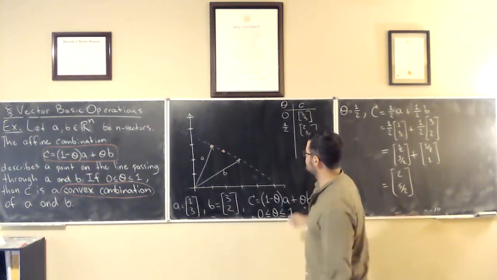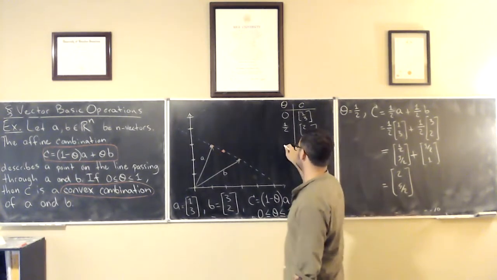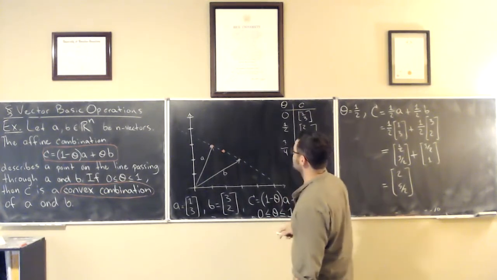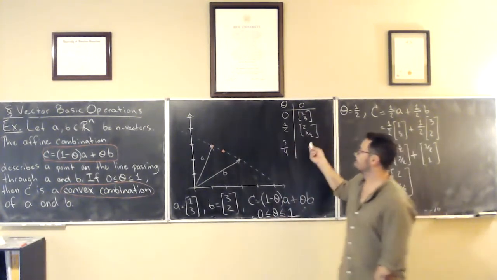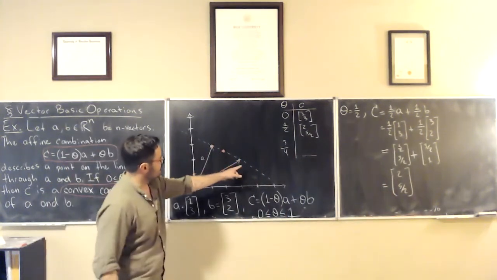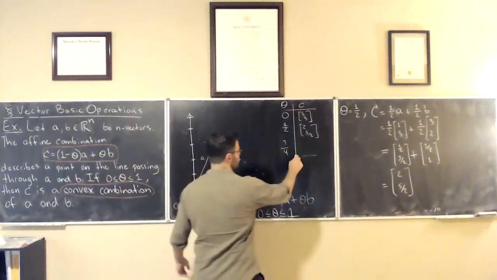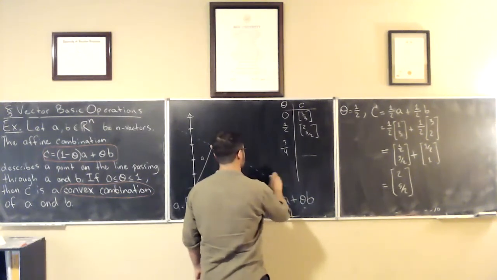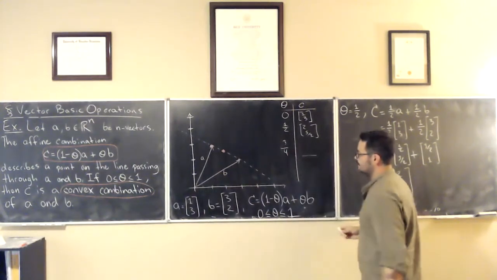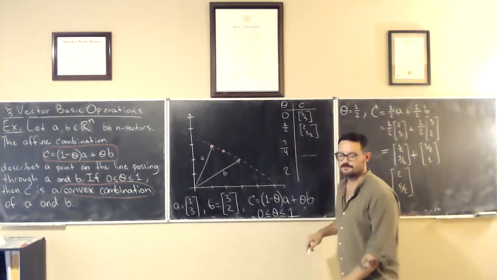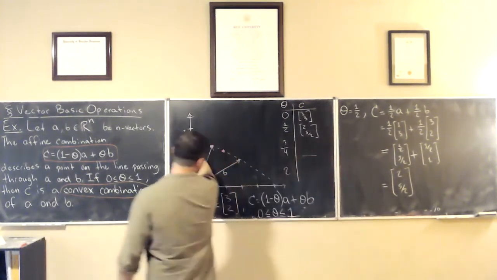And I'll leave it to you to pick another value, like maybe 3/4. What happens when theta is 3/4? Find out the vector goes right here, and then plot it, and see that it does indeed land on this line. And then if you want, let's see, pick like 2 for theta and see where it lies. Is it going to lie over here or over there? But it will be on that line.